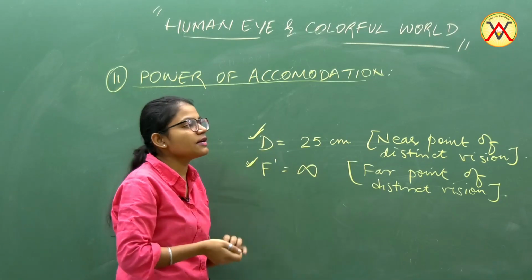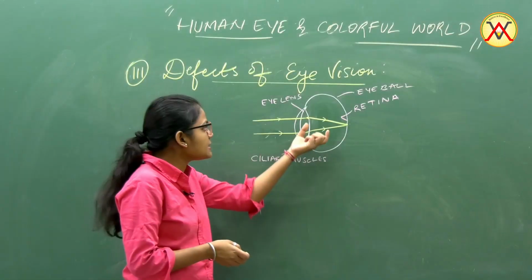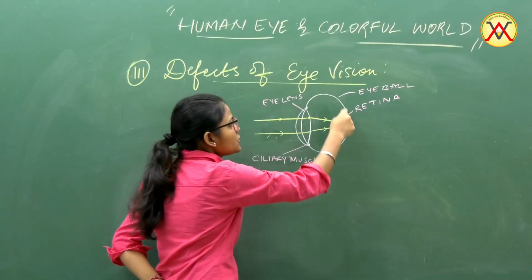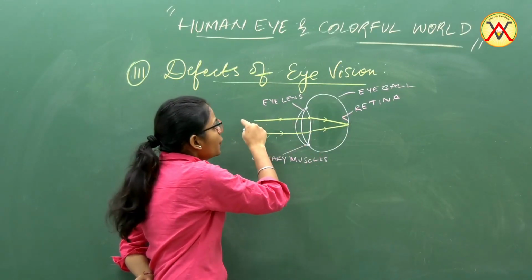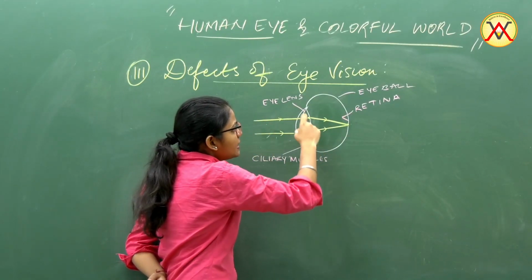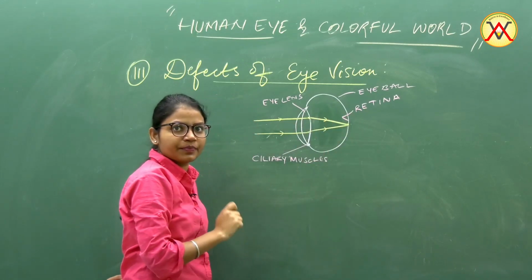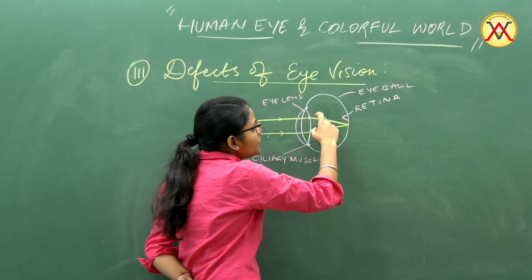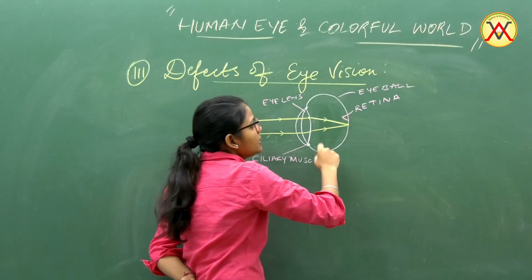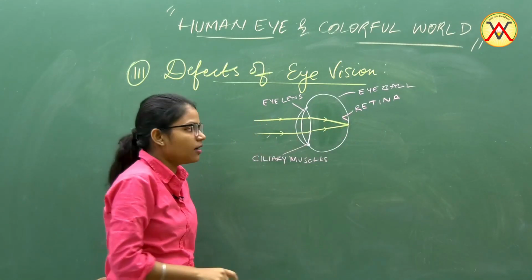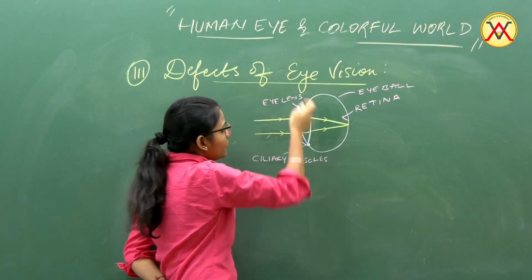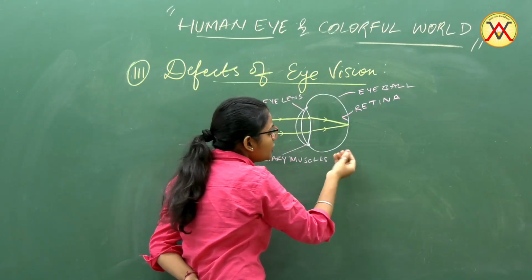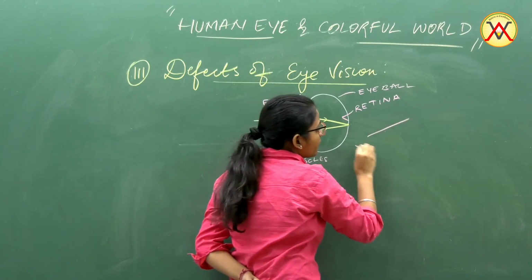Alright, let's discuss the defects of eyes. This is our normal eye. This is known as the eyeball. Whenever light enters our eye lens, it gets focused on the retina, right? Now, depending upon whether the light rays get focused outside the retina or inside the retina, we have mainly classified the defects into two categories.